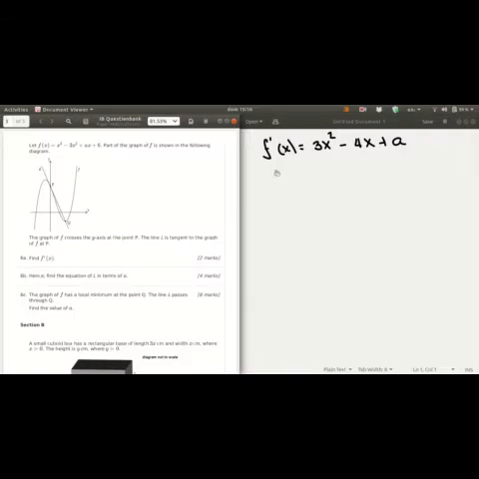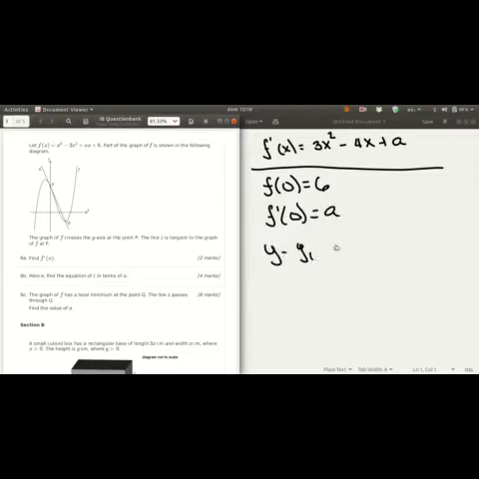Hence, find the equation of L in terms of a. So for the equation of a line, we need a point and we need the slope. For the point, notice that f of 0 is equal to 6. For the slope, notice that the tangent is at x equals 0. So f prime of 0, which is a, is going to be the slope.